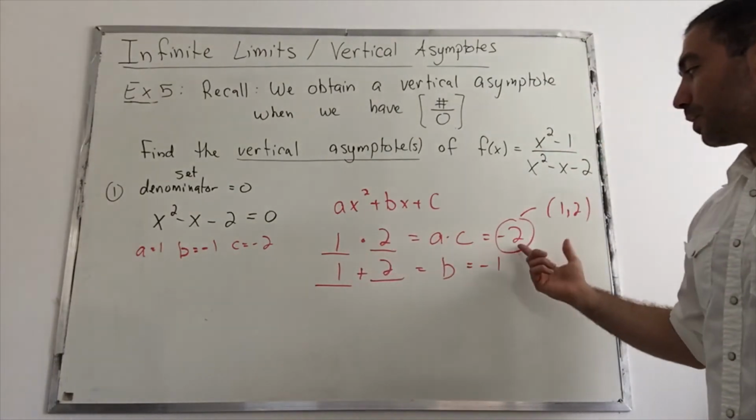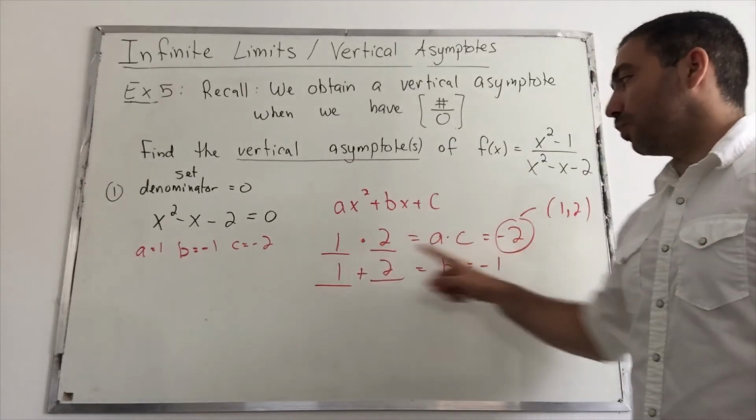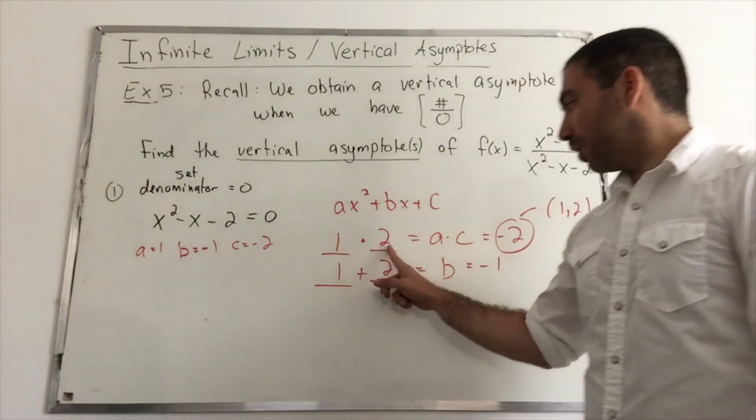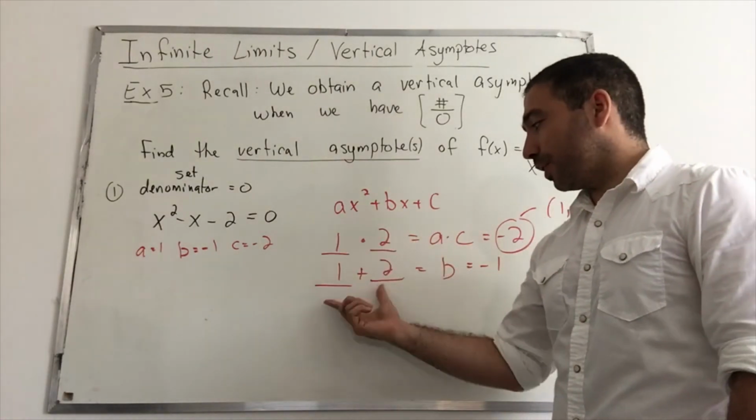Now what we have to do is deal with the sign. Which one's going to be negative? Because we have to multiply these two numbers to give us negative 2. 1 times 2 is positive, so this doesn't work. Should we make the 1 negative or the 2 negative? Well, to answer that question, you have to look down here.